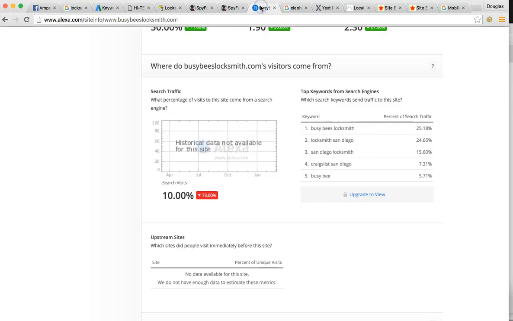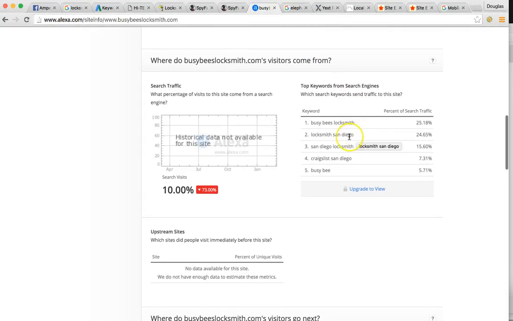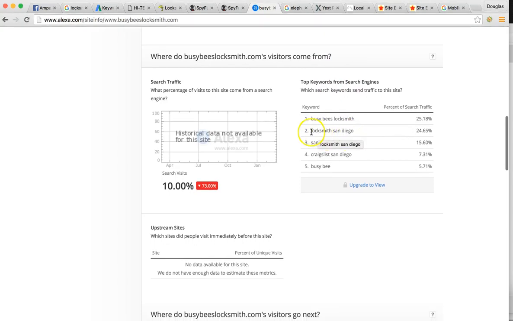Okay, so some of the top keywords that Busy Bee is really killing it in is Locksmith San Diego. I just showed you that one. They're pulling about 25% of their business from that. San Diego Locksmith, same thing, about 16%. Busy Bee Locksmith is word of mouth referrals. They already know the business exists, so we can't really take that market, but we could definitely take about 45%, almost half of their business, using these keywords here.